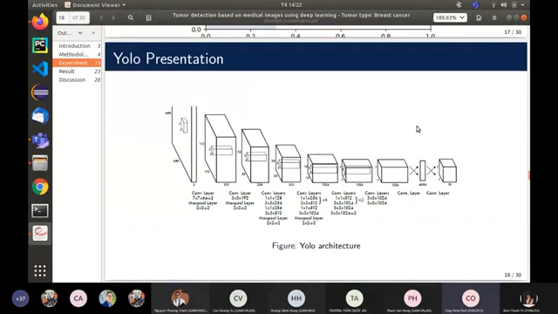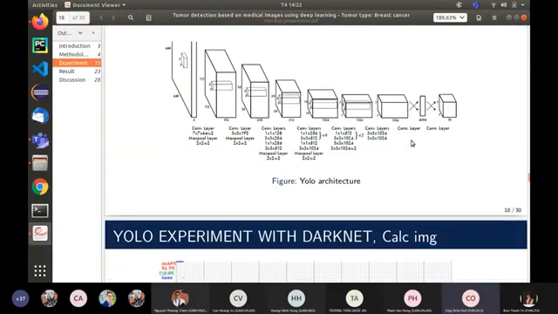YOLO stands for you only look once. When you input an image, what YOLO does is divide that image and then output bounding boxes. The process is simpler and surer. So I tried to use YOLO to see what kind of result I could have with the same images, same quantity, and same preprocessing.